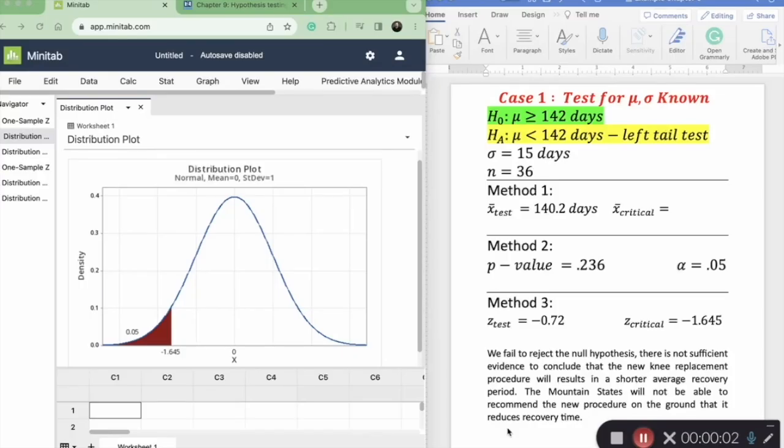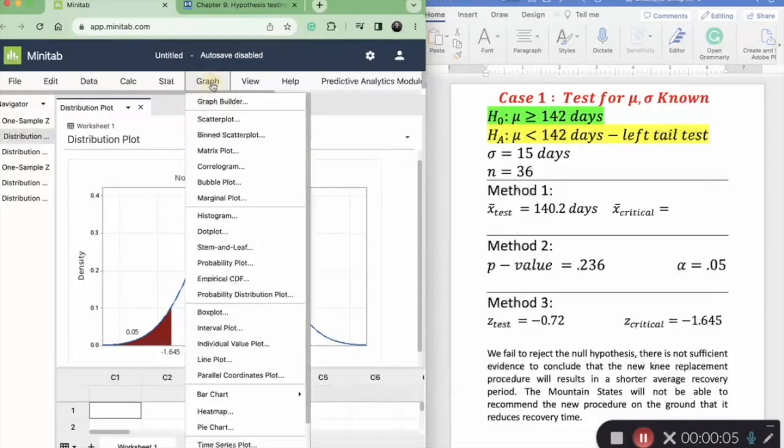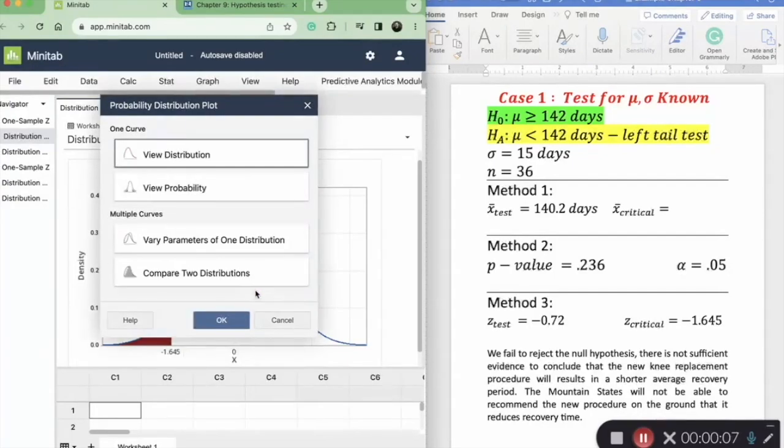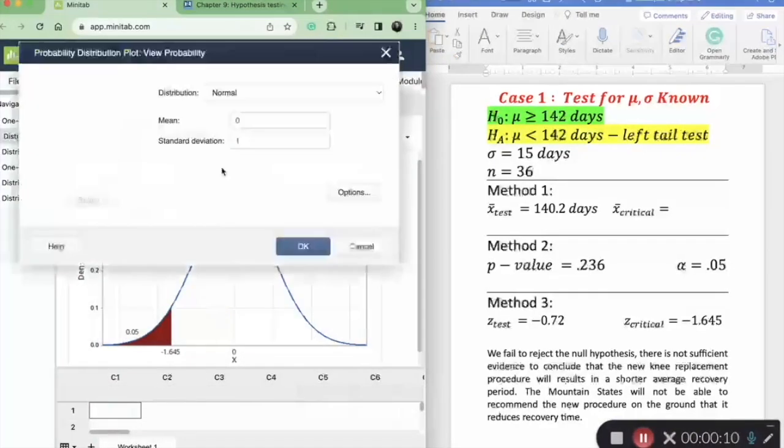So this is our Z critical. Now, what is X bar critical? We go again to Graph, and we have to be careful here. We go to View Probability. The mean is 142 days. The standard deviation is important. Why is it important and critical? Because we are now graphing the sampling distribution, so we have to put the standard error here. What is the standard error? It is the standard deviation divided by the square root of n.